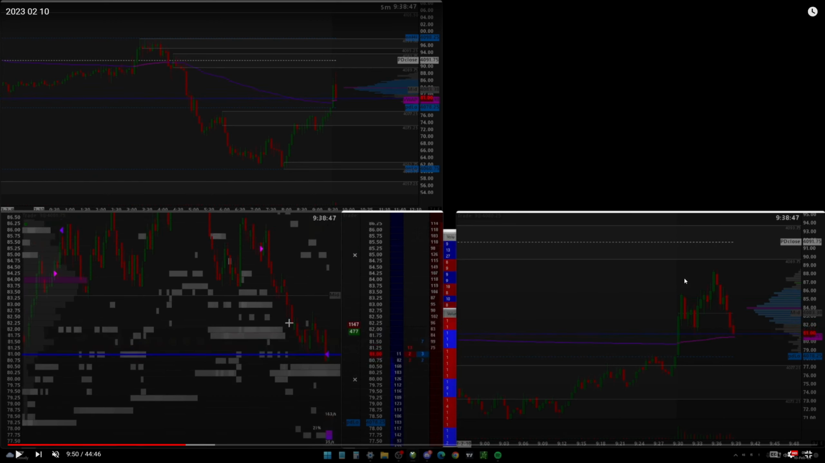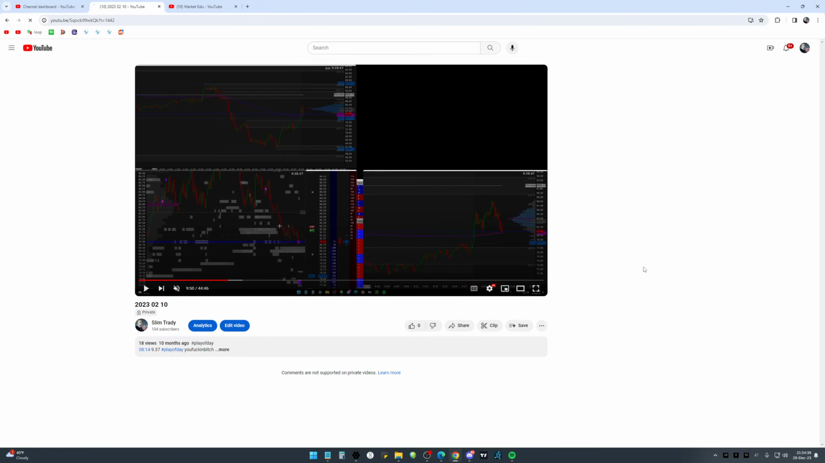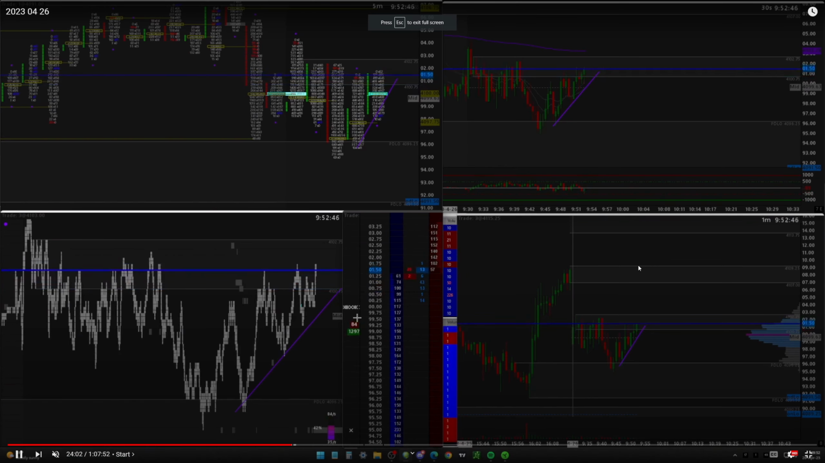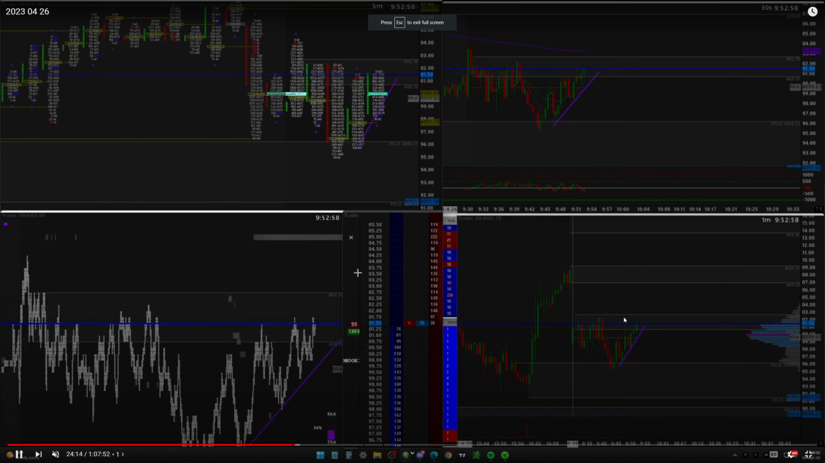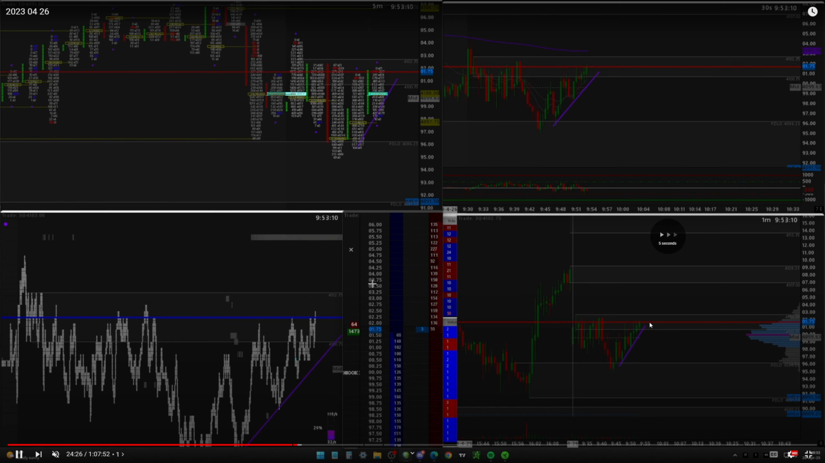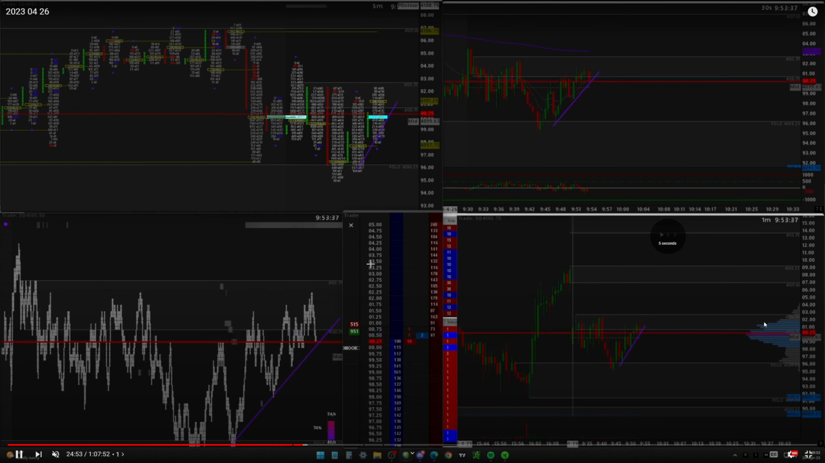So there's that short cover. Nice trend line and a supply zone at value high.